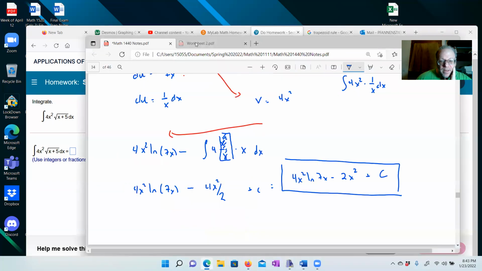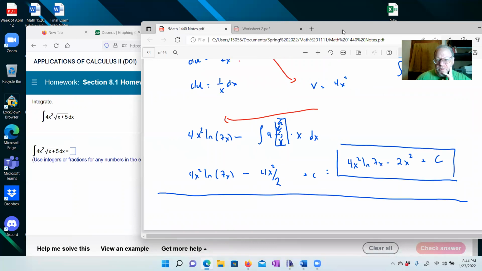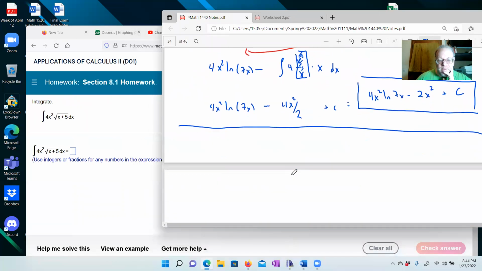All right. So there's a couple of ways to do this one. One of them would be the technique we learned from the last time with the u substitution. This is going to be an integration by parts problem, but either way, this is 4x squared times the square root of x plus 5. You don't need integration by parts to do this one because we can always say let u equals x plus 5.